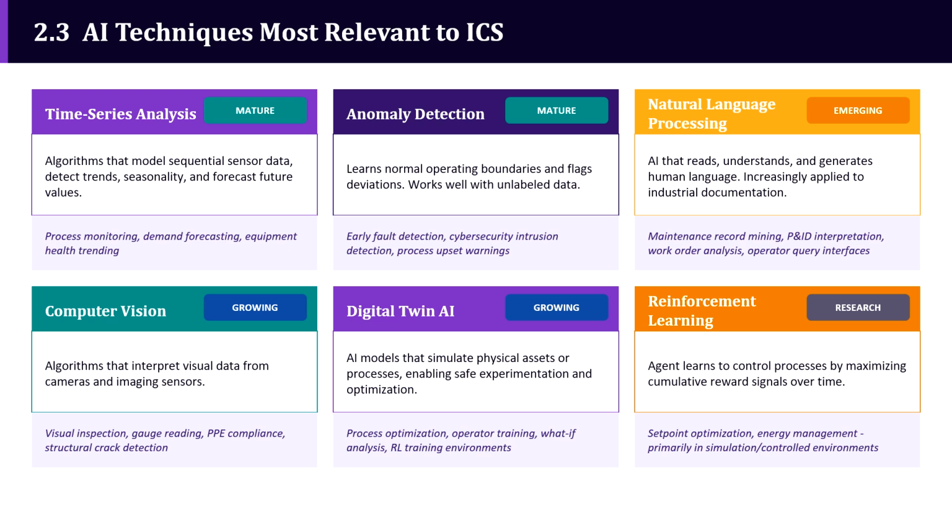Note the research badge on reinforcement learning. This is not a criticism of reinforcement learning. It's a powerful technique with real potential for process optimization. But deploying an agent that learns by trial and error on live industrial equipment is not something we can do safely today, without extensive simulation infrastructure and safety constraints.